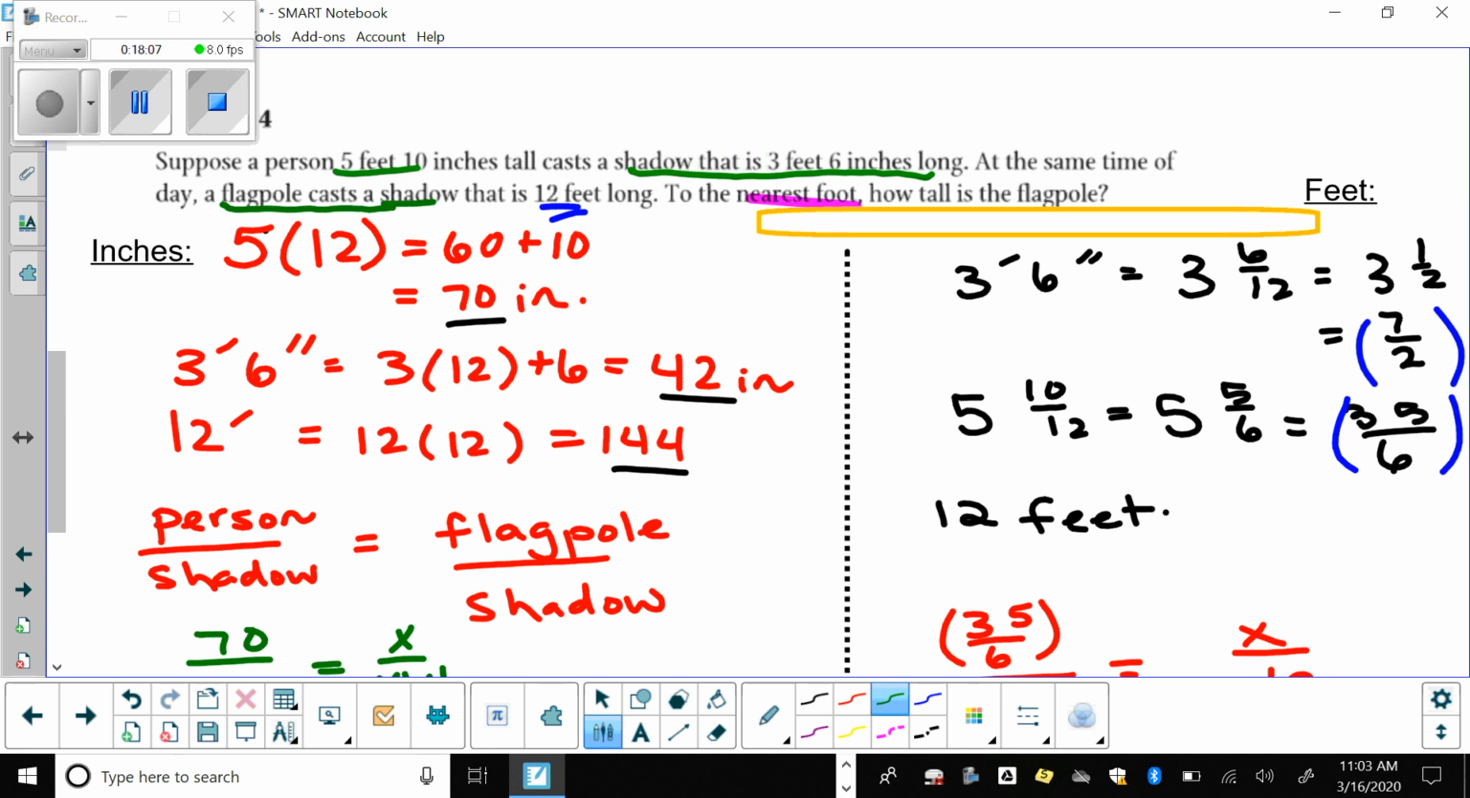So we want to find the actual height. I thought it might be easier to change everything to inches, and then once I have a final answer in inches, convert it back to feet. Not necessarily the only way, but I thought this might be the simplest. The person is 5 feet, so 5 times 12 gives 60 inches, plus 10 more inches, so the person is 70 inches.